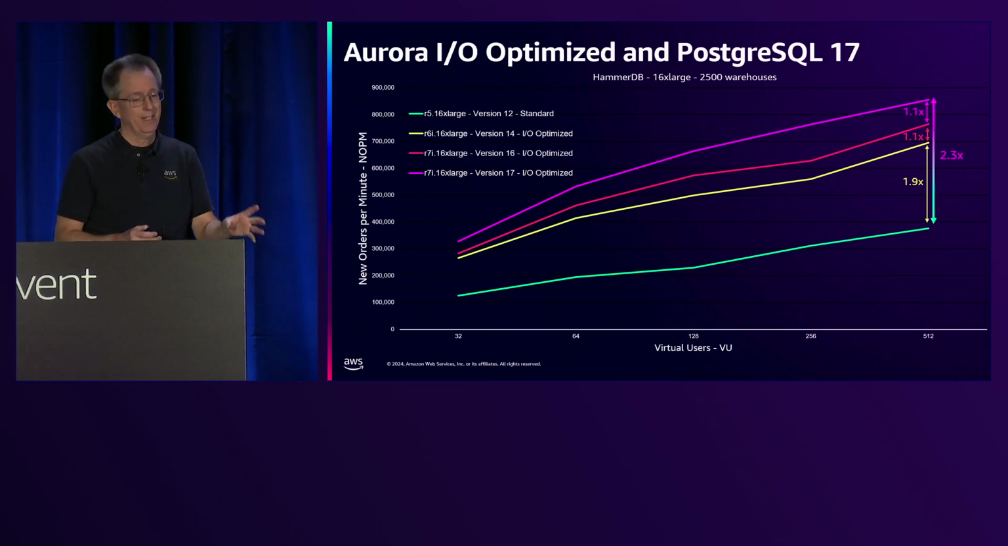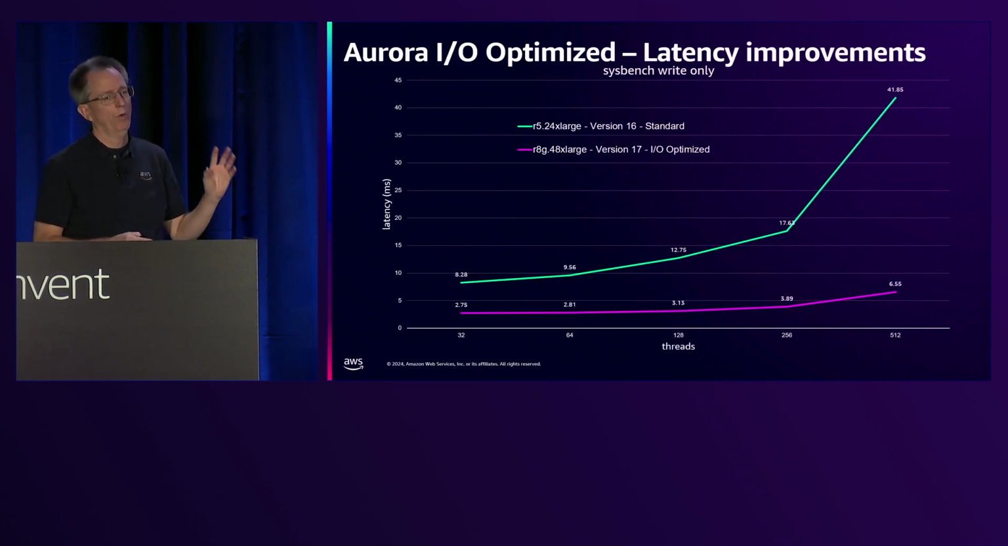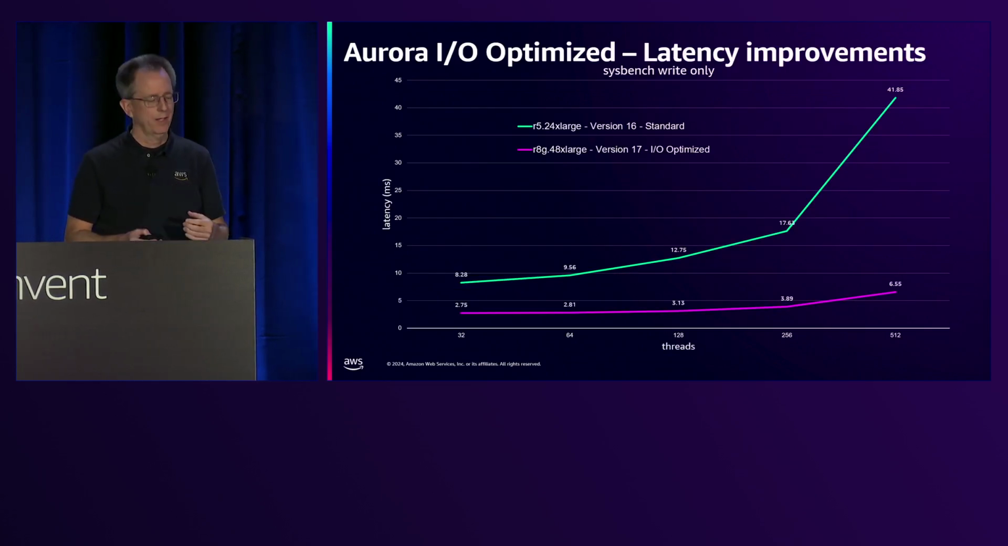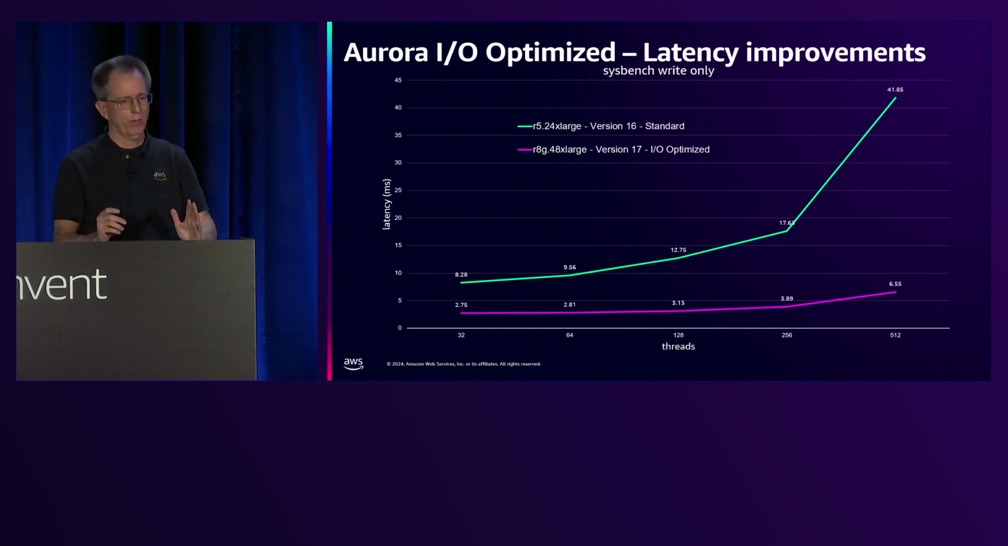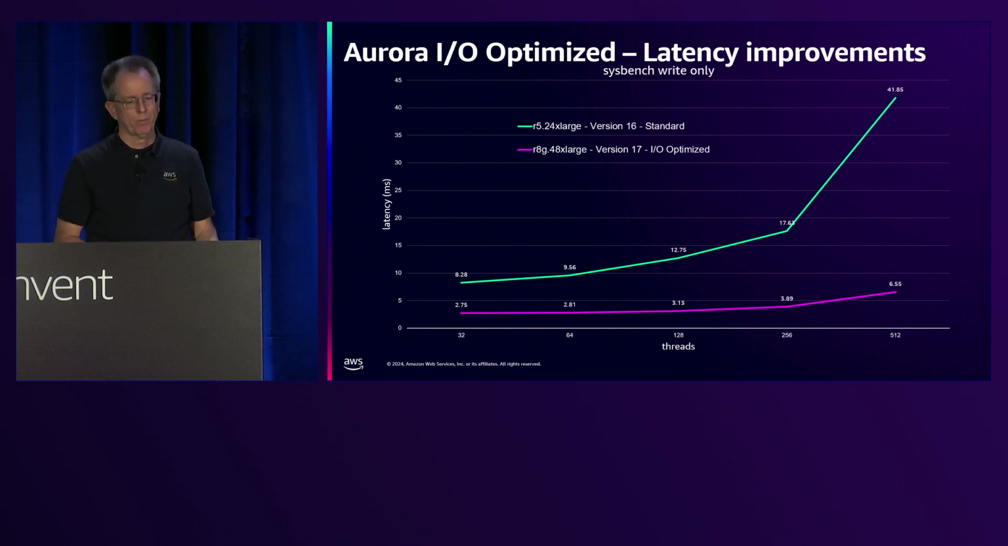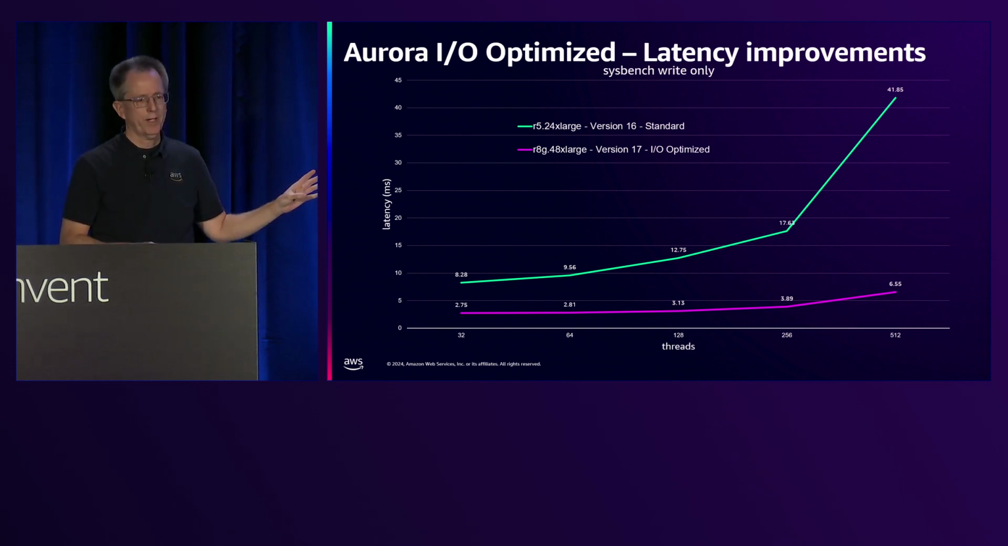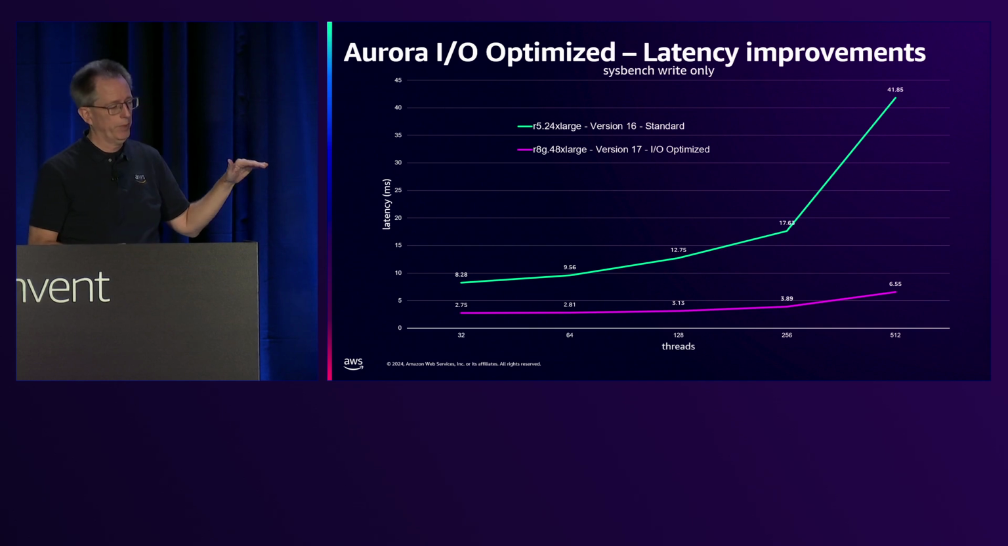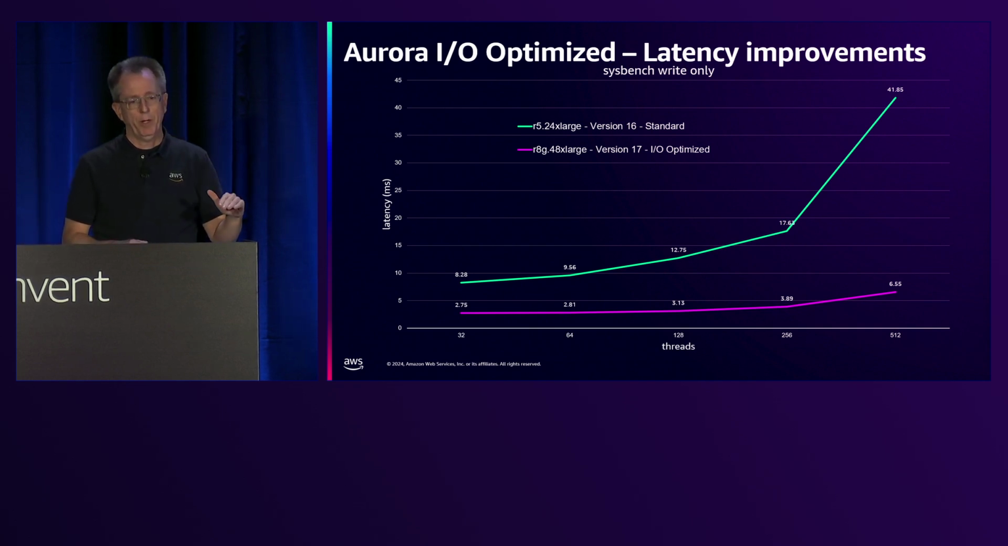But as impressive as this is, the latency improvements are way more impressive to me, at least. So this is sysbench write only, so we're just doing writes. So the only measure is how good are writes. Latency on the vertical axis, so now lower is better. The green line is the 24XL, the R5, the largest we had at the time, and standard I/O, back when we had that as the default. Now we have a 48XL, a bigger version, version 17 of Postgres with I/O optimized, with the new durable queue.